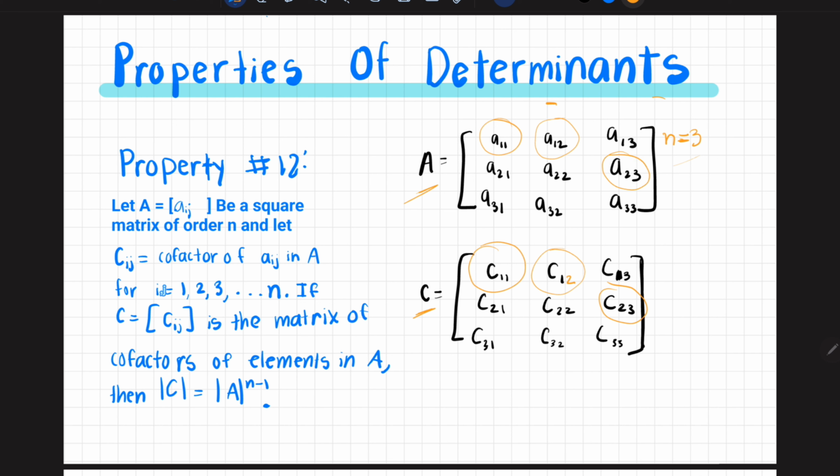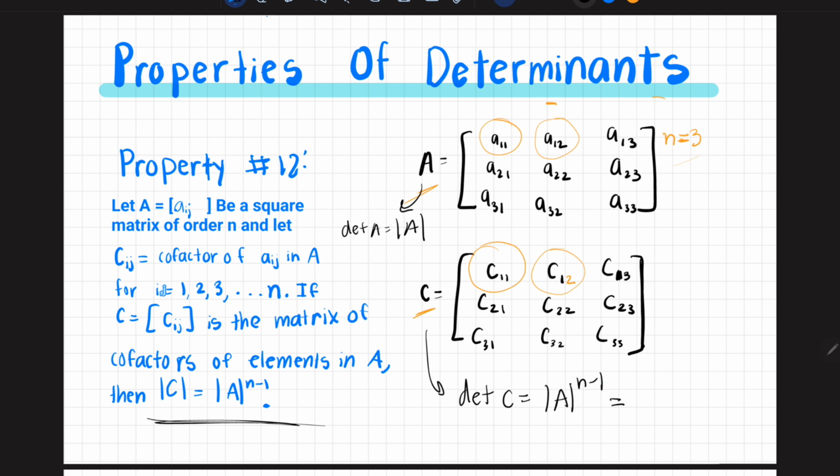And once again, if we know the determinant of A, let's say that is equal to A, then we can know the determinant of C, which is going to be A to the power n minus 1, as it says over here. And we know n is 3, because it is a square matrix of the third order. So that is basically saying the determinant of C is also the determinant of A squared, because you do 3 minus 1, squared.